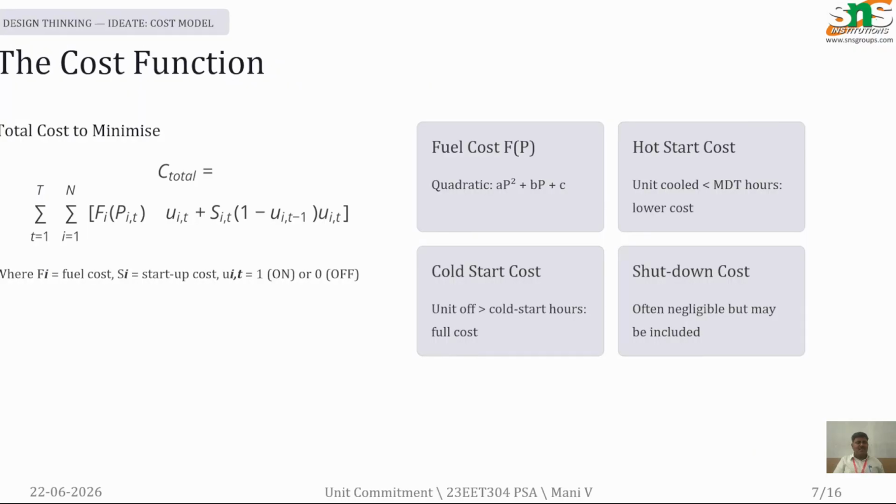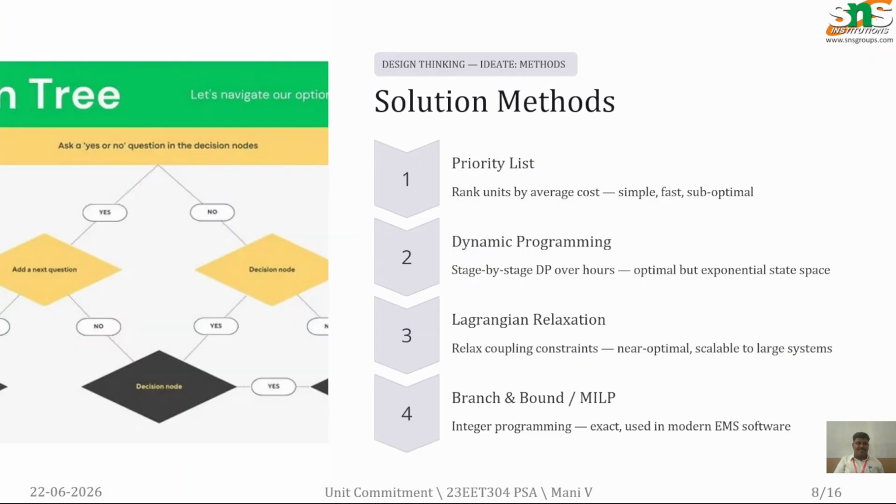The cost function mainly aims to minimize the total cost: the fuel cost, modeled by a quadratic equation, plus the hot start cost, cold start cost and shutdown cost. Everything has to be calculated. Now the solution methods. The priority list method ranks units by average cost; it is simple and fast but suboptimal. Dynamic programming works over the hours stage by stage; it is optimal but the state space grows exponentially. Lagrangian relaxation relaxes the coupling constraints; it is near optimal and scalable to large systems. And branch and bound with integer programming is what modern EMS software uses.